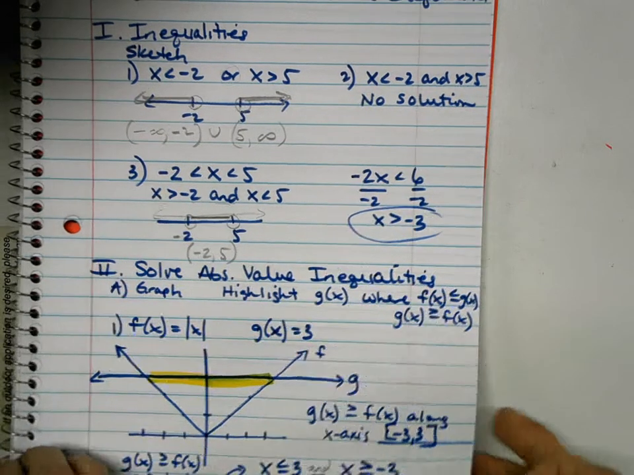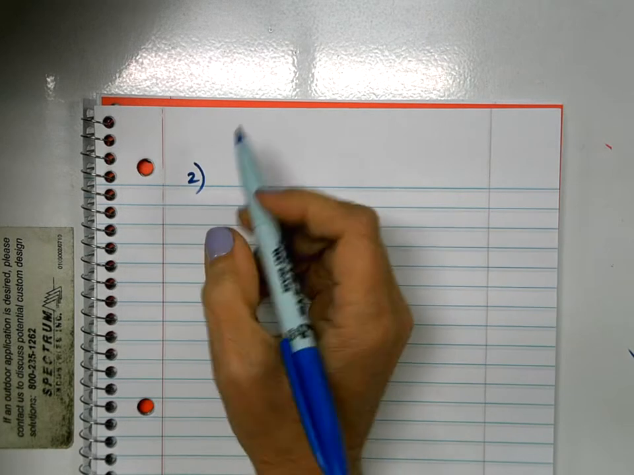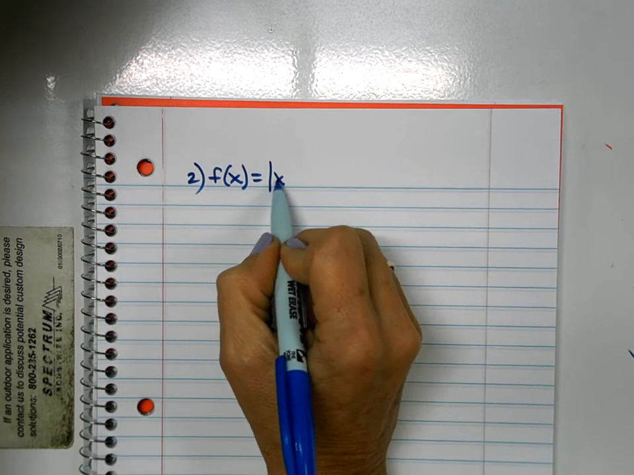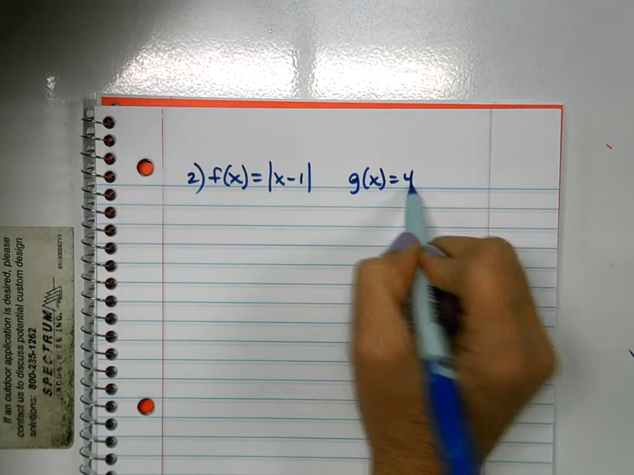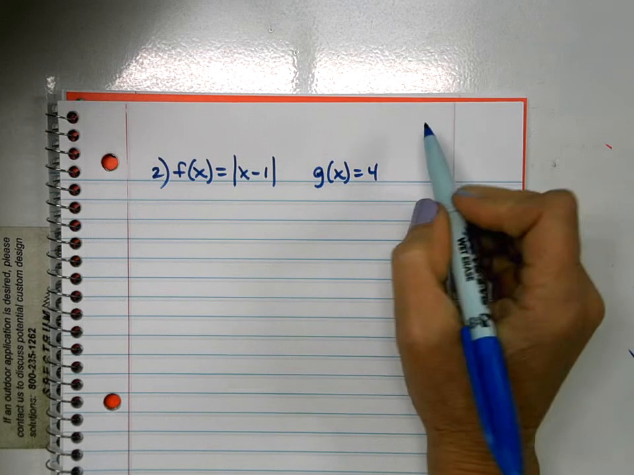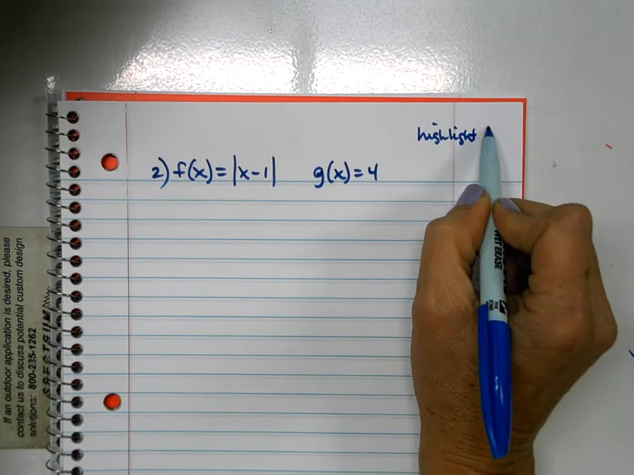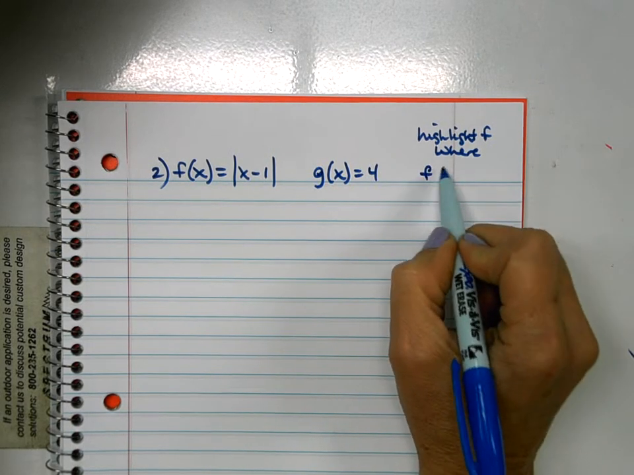Okay. All right. Another example of this, number 2. If f of x is equal to the absolute value of x minus 1 and g of x is 4, highlight, in this case, f, where f is greater than or equal to g.